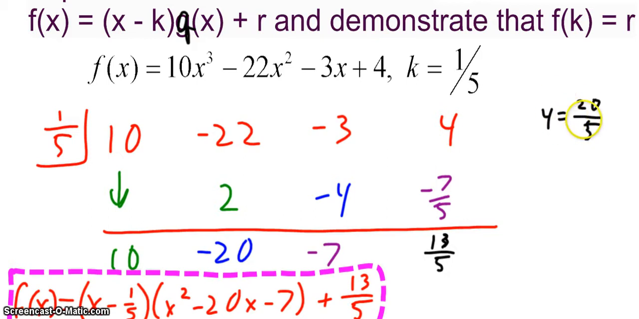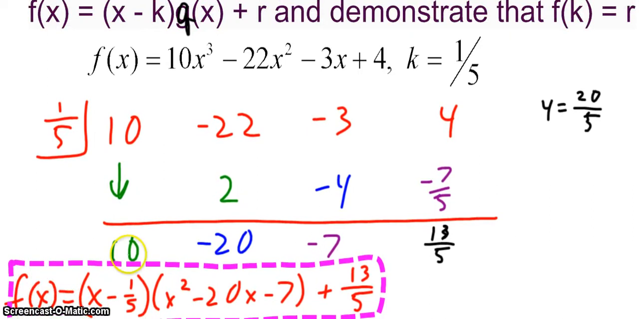Well, you can see off to the side here, I made a note to myself, 4 is the same as 20/5. So 20 plus negative 7 is positive 13/5. So this is my remainder, which is fine. Remember, I didn't say that 1/5 is a 0, so I didn't have to get 0 as a remainder for this problem. So now I'm just trying to write f of x in this pattern. So x minus k is x minus 1/5, because this was a positive 1/5. Q of x is the quotient, so that's times x squared minus 20x minus 7, and then plus r is the remainder.